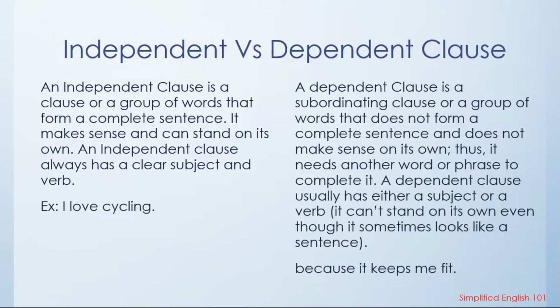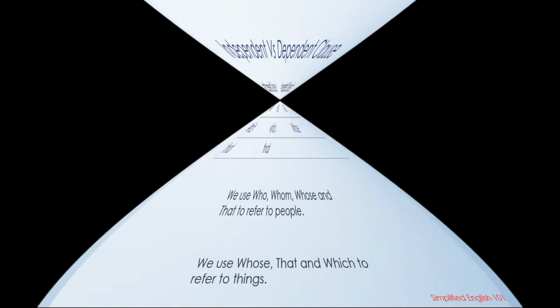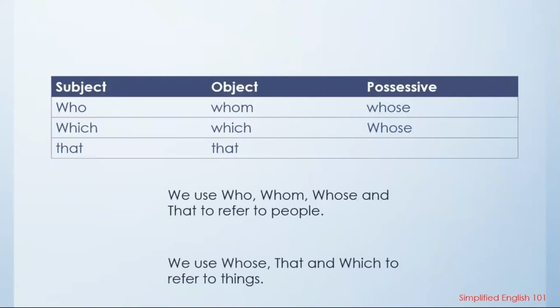Let us now move on to looking at some differences between who and whom. Now, this table shows us what relative pronouns are used as a subject or object and examples of the possessive. The information says that we use who, whom, whose, and that to always refer to people. So this is something you want to remember. We use whose, that, and which to refer to things. So it's clear that that can be used to make reference to people and things.